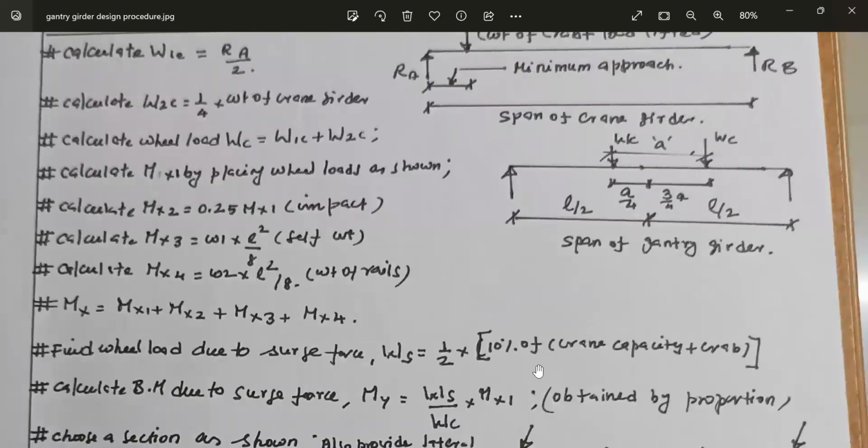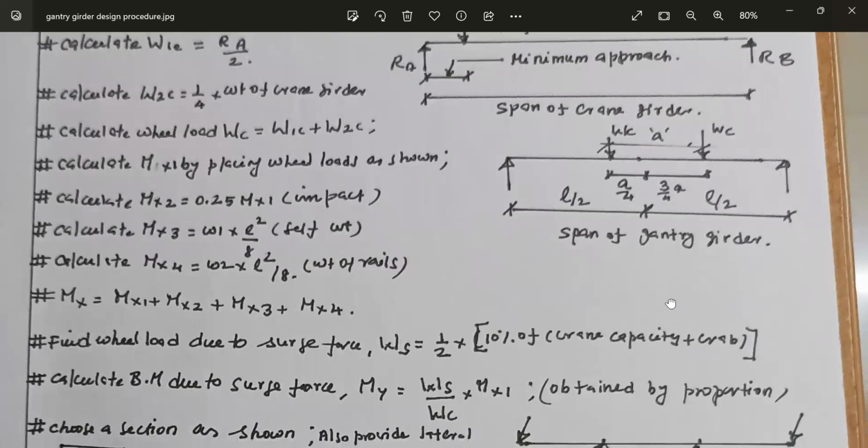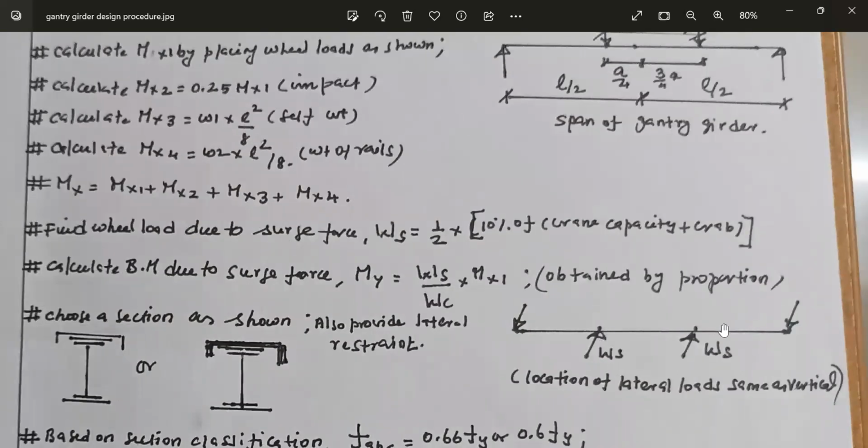Now we have to calculate the surge force. Surge force is acting in the horizontal direction, as you can see here. This is one end of the gantry girder, which is supported on the column through bracket. This is the other end of the gantry girder, which is supported on the column through the bracket. Then surge force is acting in the horizontal direction. It will cause lateral bending moment.